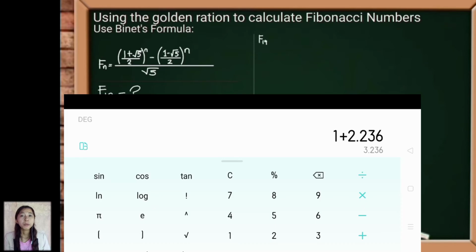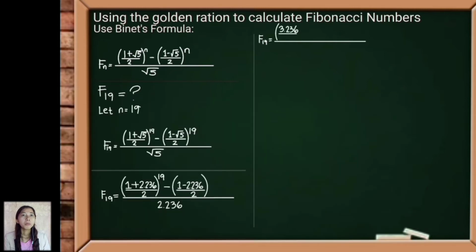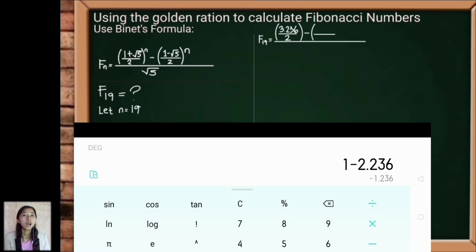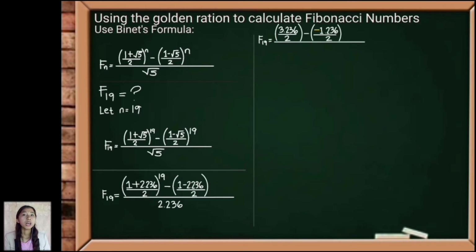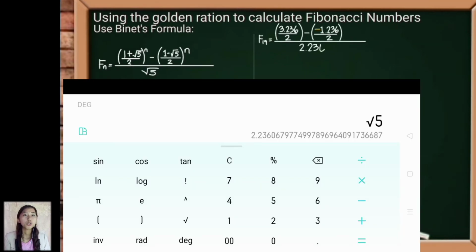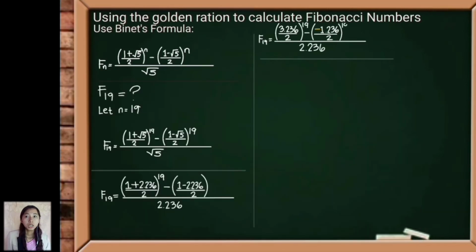F19 is equals to 1 plus 2.236 is equals to 3.236 over 2 minus, open parenthesis, 1 minus 2.236, that is negative 1.236. So the value of radical 5 is 2.236. You just have to copy that one. Okay, again, we have to simplify it again.